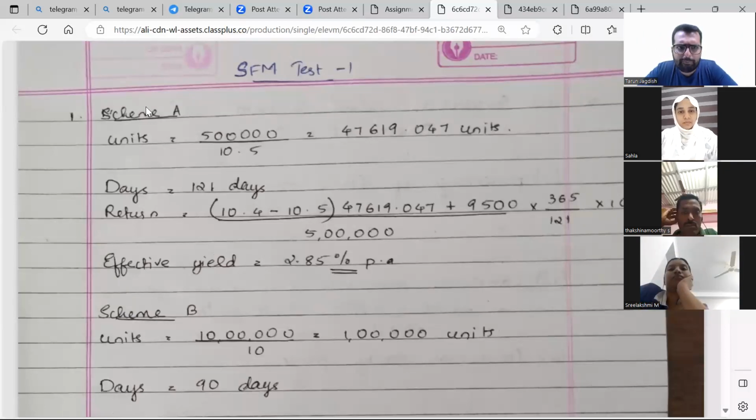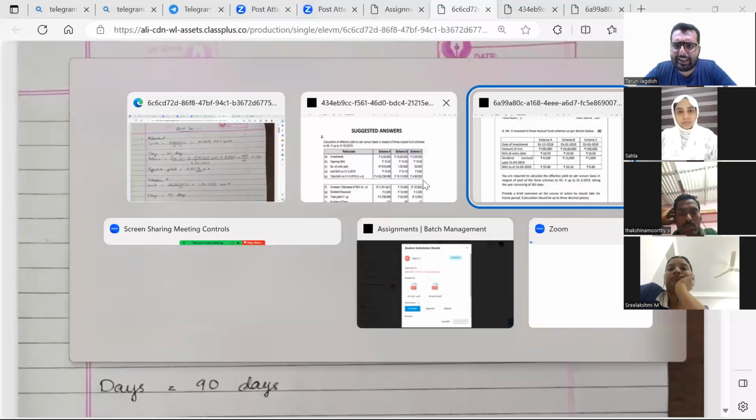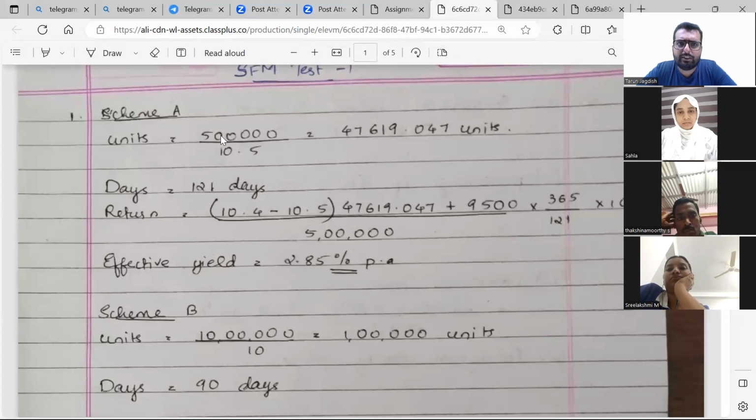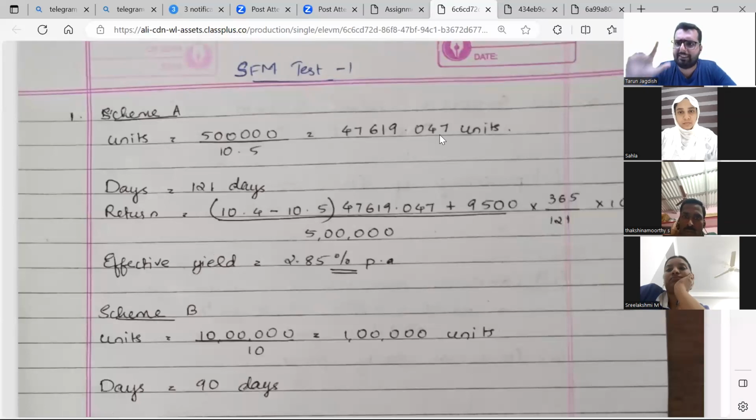She has written scheme A, so that means out of the three schemes, she's starting off with scheme number A, where she has written units is equal to 5 lakh divided by 10.5. She has got the units as 47,619.047 units. Answer is correct. But Sahela, I have improvements that I can suggest over here.